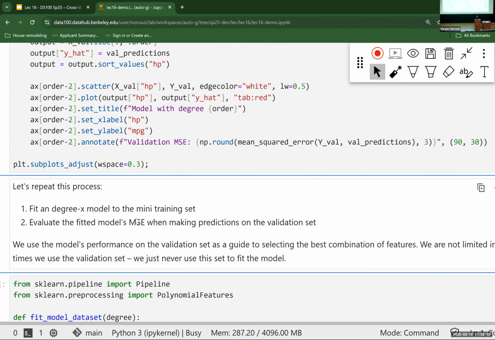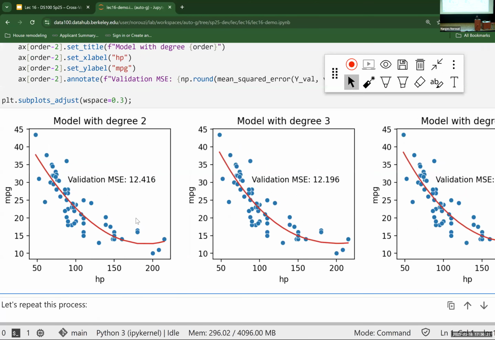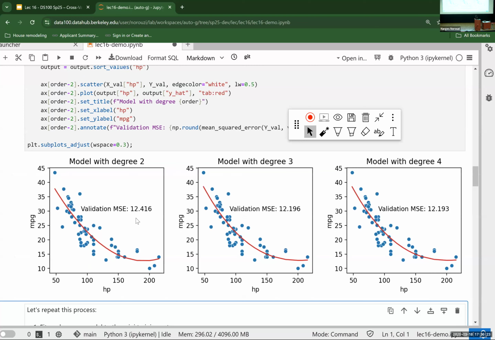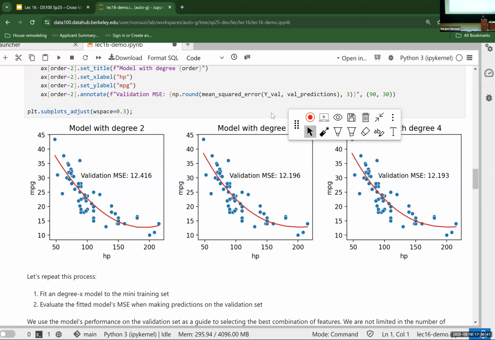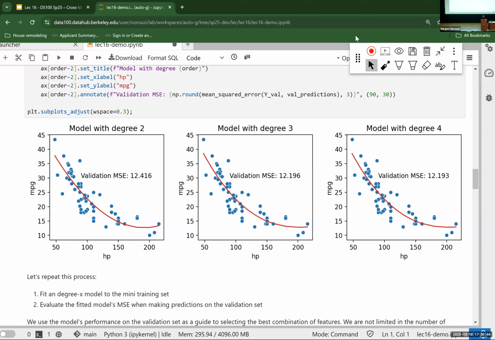So let's do something quickly. What I'm showing you here is what if I go ahead and train different models with different degree polynomials of horsepower, so degree 2, degree 3, and degree 4, and I show you the result on the validation set. How many data points did we have? It was 60 something, right? On the validation set, we had 63 points.